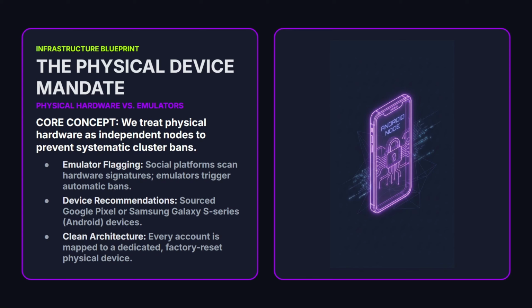I highly recommend sourcing factory reset Android devices, specifically Google Pixels or Samsung Galaxy S series phones. Pixels are preferred because they allow deep customization, run a clean stock Android OS, and play incredibly well with proxy clients. Each physical phone acts as an isolated node. If one device gets restricted, your entire operational grid remains untouched. Never run multiple model profiles on the same physical device. Map each model to its own factory reset physical handset to keep your cluster isolated.